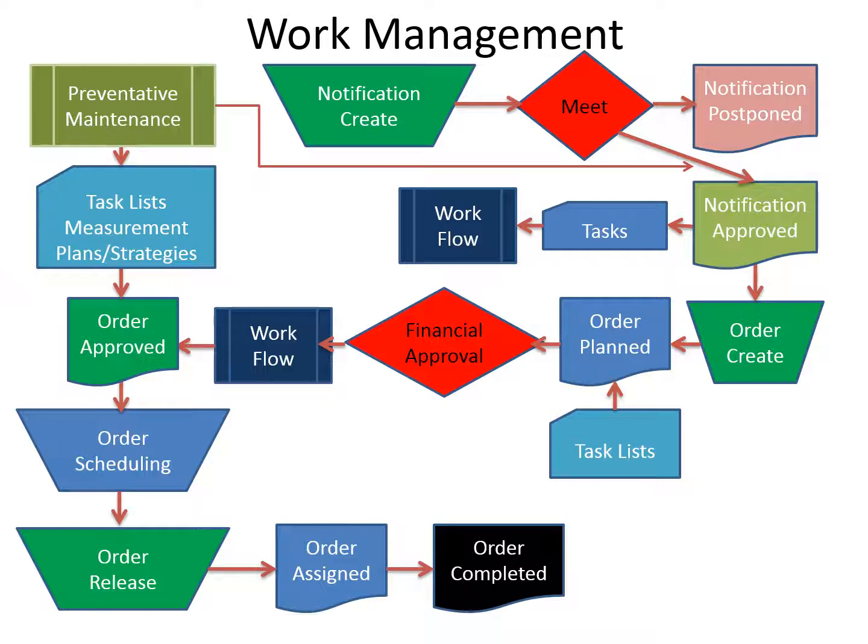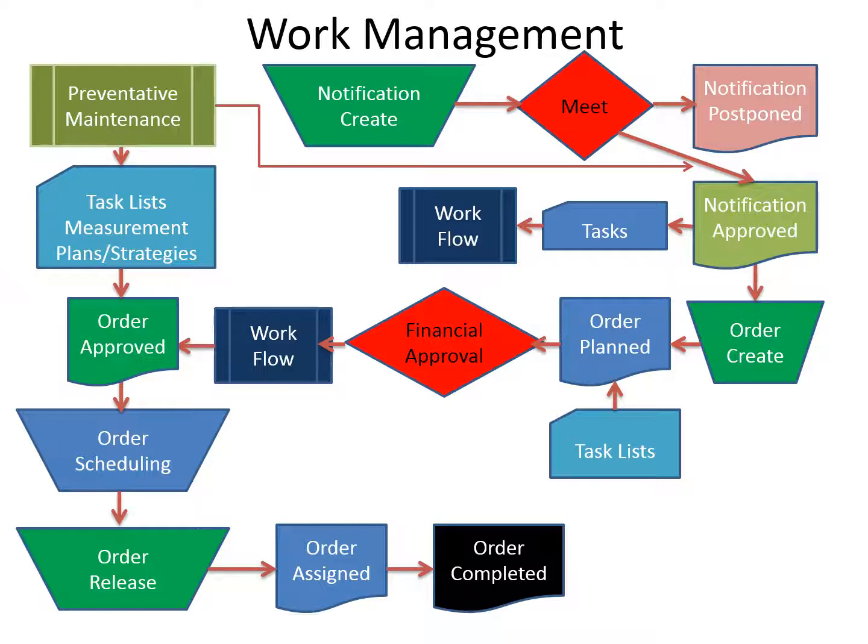Now, when that order is created, it usually has to get planned, and to plan it, you can also automate that by pulling in pre-planned task list information, like the parts required for that, the tasks, and so on. The work order might have to go through financial approval, or the requisitions have to go through approval before they can be purchase orders. And there's also workflow that can be associated with that. And then the work order is approved.